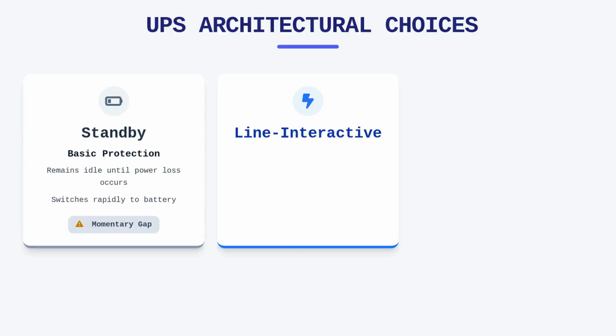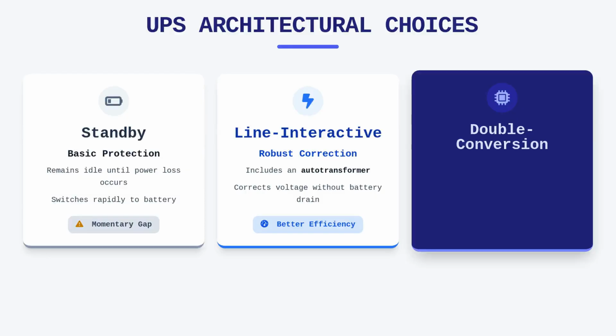Line interactive systems are more robust, as they include an auto-transformer to correct minor voltage fluctuations without draining the battery. Double conversion, or online UPS systems, are the industry standard for enterprise servers because they convert incoming AC power to DC and then back to AC.